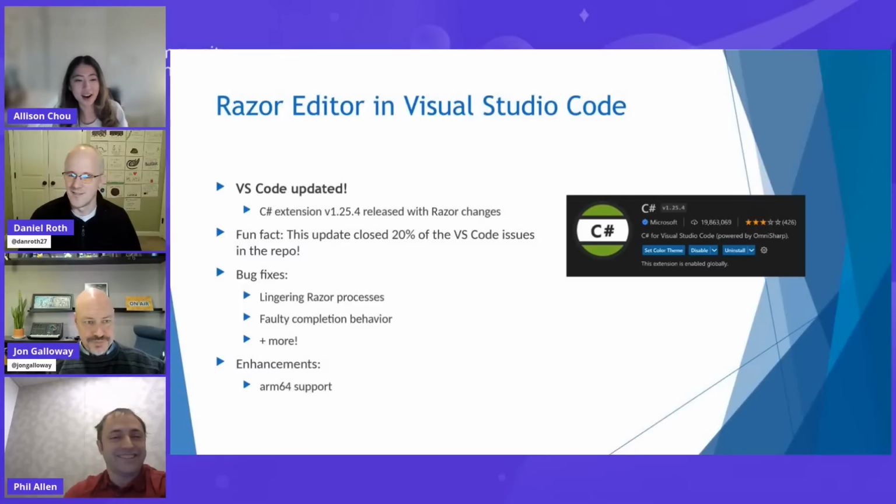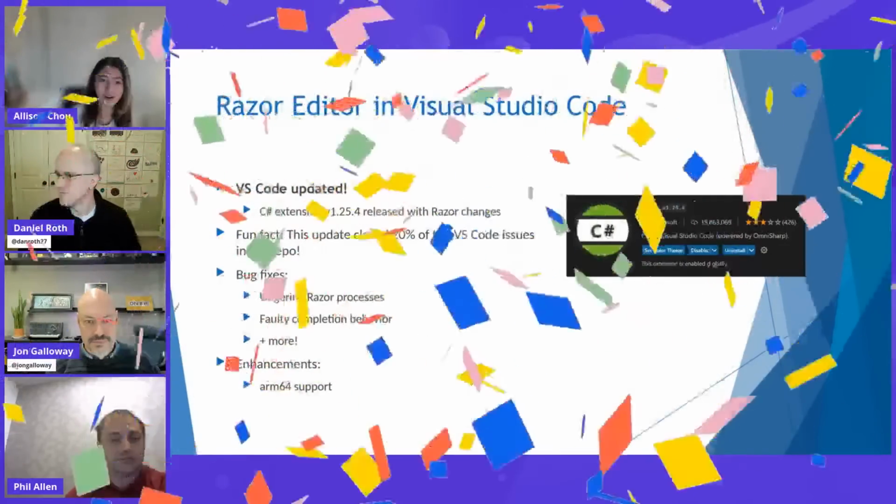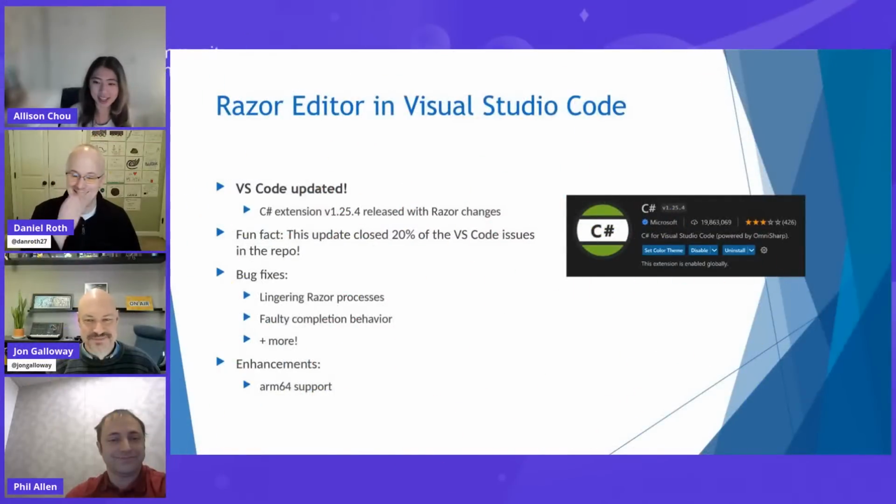Yeah. So on the VS Code side of the world, the biggest news is that we released a new version of the C# extension about 2 weeks ago, version 1.25.4. And this version includes Razor updates. This is pretty significant since this is the first time we've updated Razor in VS Code in about 1.5 years, give or take. And fun fact, through this release, we are able to close around 20% of the active VS Code issues in the Razor repo, which is pretty cool.